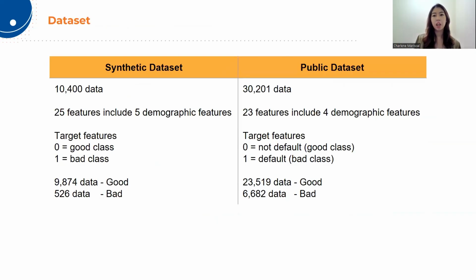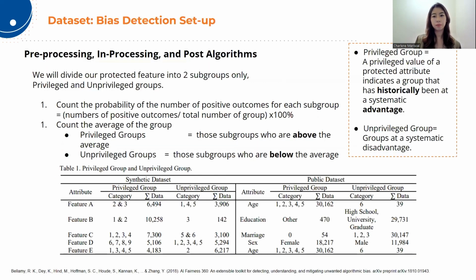For our research, we use 2 datasets called the synthetic dataset and the public dataset from CapGirl that have 10,400 data and 30,200 data respectively. Our target feature is a binary classification, with 0 indicates not default or good class, and 1 for default class.